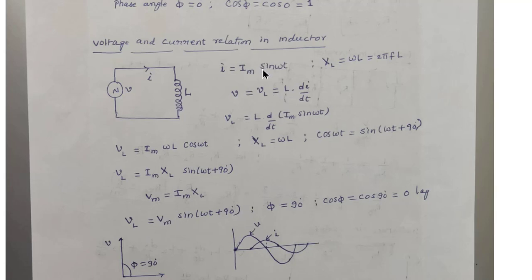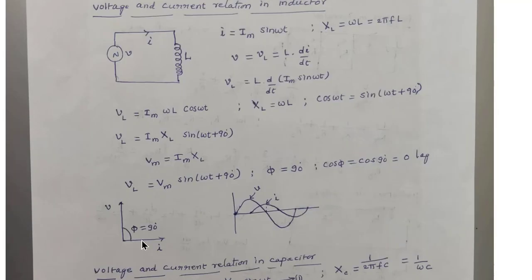So if you observe this current equation and voltage equation, there is a phase difference of 90 degrees, but the wave shape is same, that is sine. And this indicates voltage leads the current by 90 degrees.